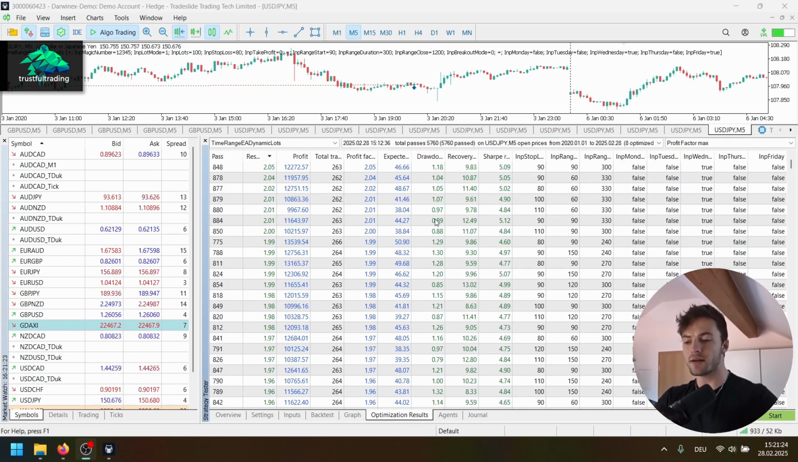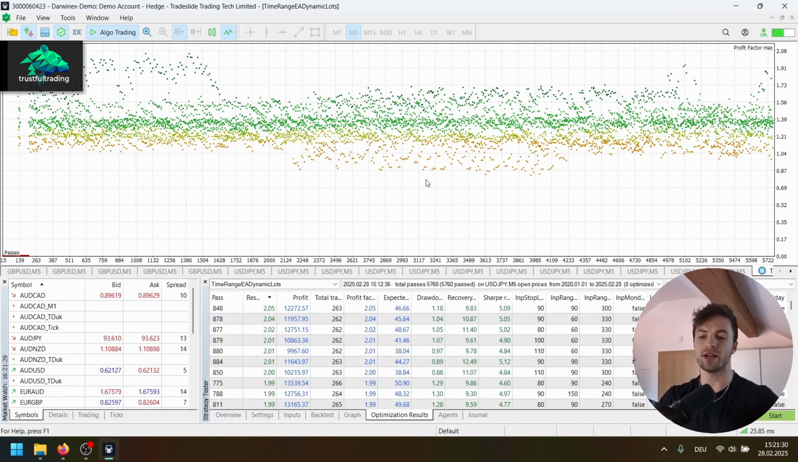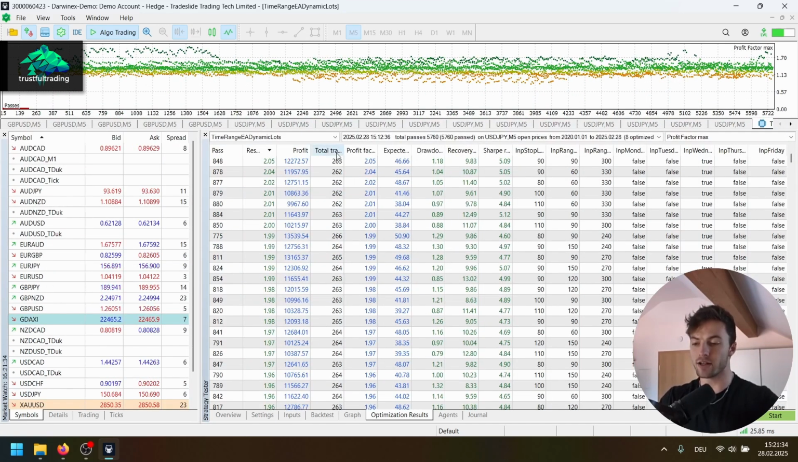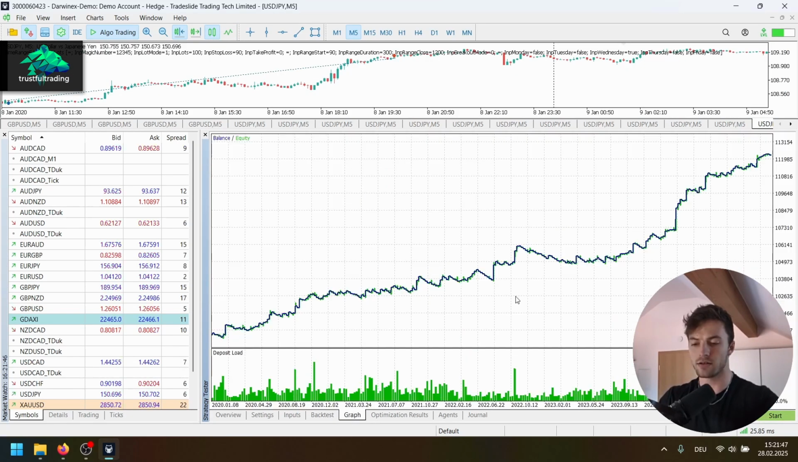Okay, so the optimization is done. These are the results. What I like about this optimization or the strategy is that a lot of combinations are positive, and that's usually a good sign. So let's take a look at the best one here with a profit factor of 2.05. Of course, we have fewer trades, 260 trades. We only trade on Wednesday, but let's take a look at the equity graph here of this combination.